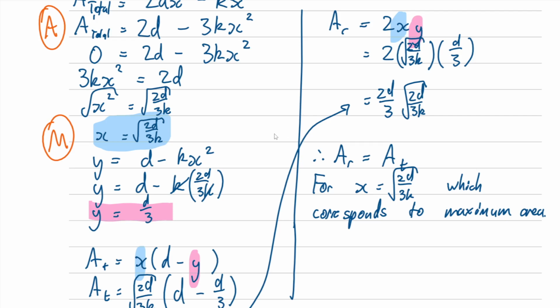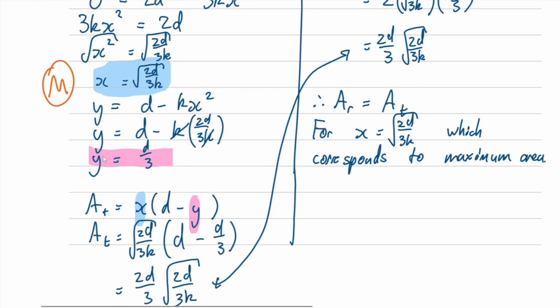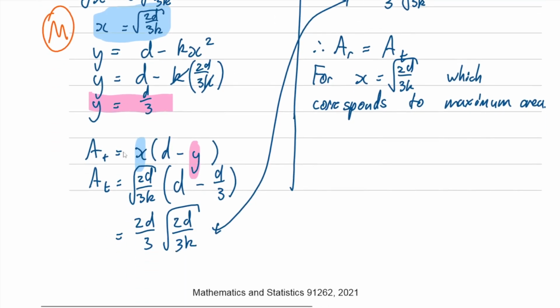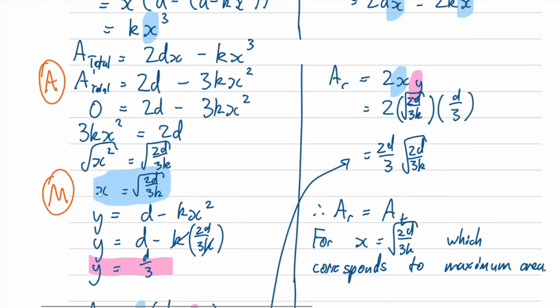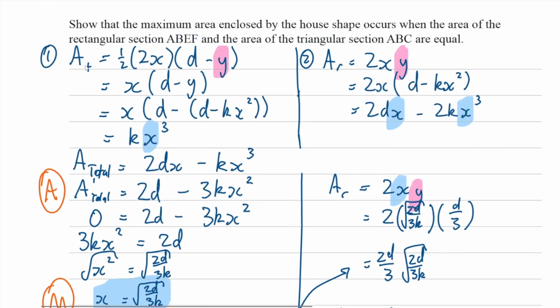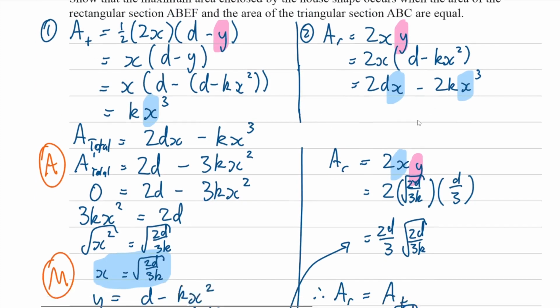Just to help us simplify the algebra, we also found the y value, which then let us find the area using the x and y values. And we found that both of the areas equal 2d over 3 times the square root of 2d on 3k. Now, you didn't need to use the y value. You could have used the x value with the area equations just in terms of x to get the same result. I encourage you to try that.